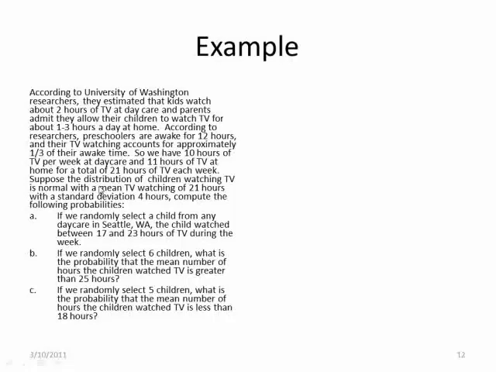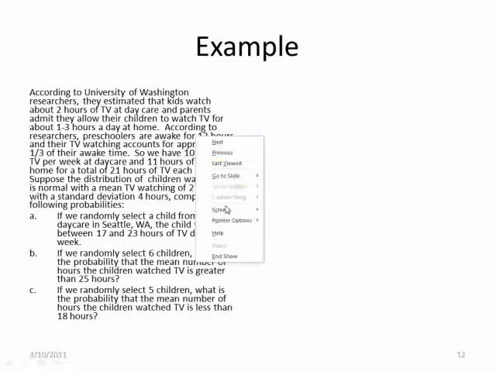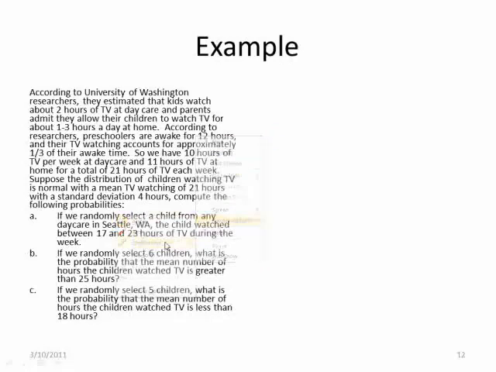Suppose the distribution of the children watching TV is normal, with a mean TV watching of 21 hours with a standard deviation of 4 hours. We want to compute the following probabilities. So I want to read through these, and I want to highlight a few things here, because each one of these is going to be a little bit different in its own way.